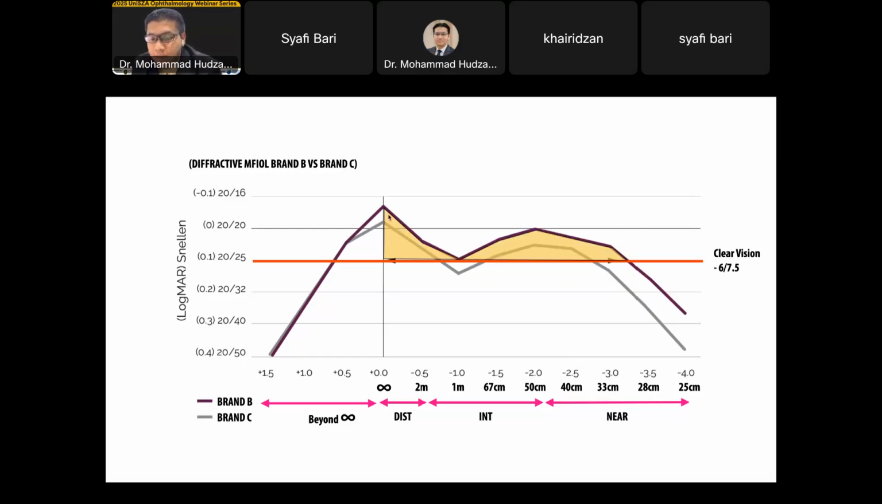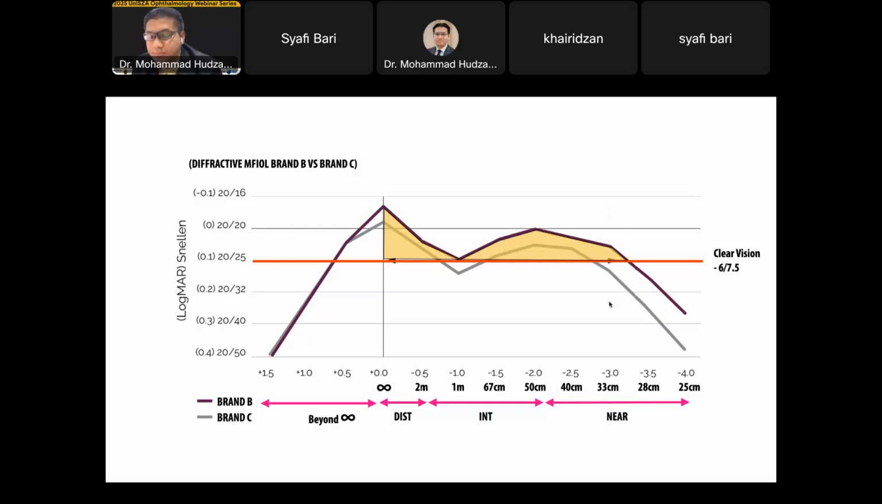Okay, so brand B will provide better vision from infinity. It's just that distance is better, even 6/5 vision at distance. And then there's a dip of vision at intermediate, and then improving at near, until it provides good vision until 30 centimeters maybe.